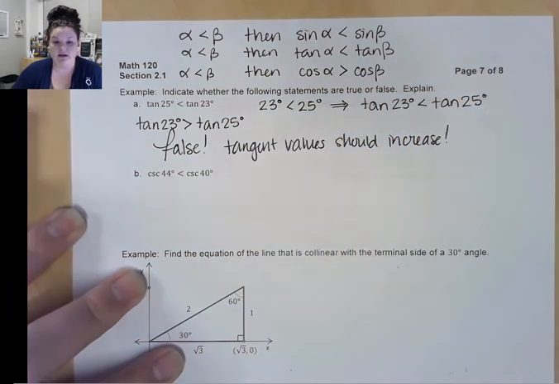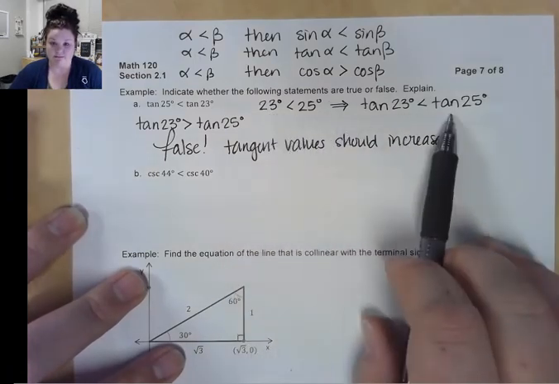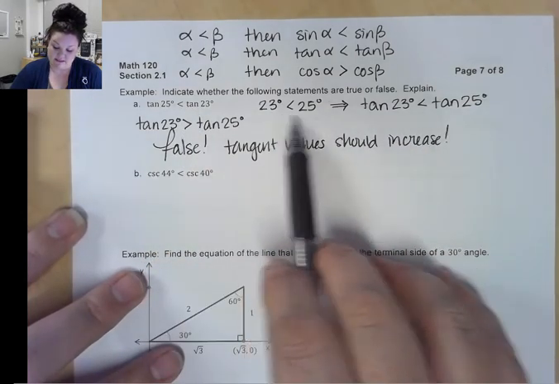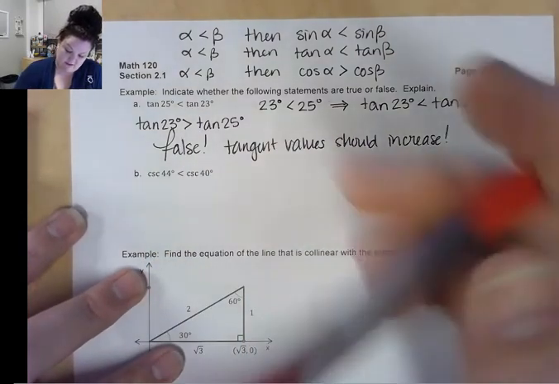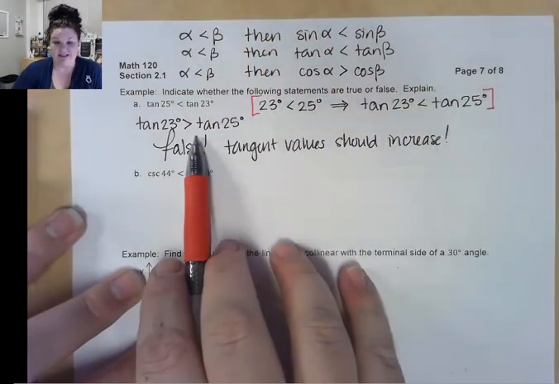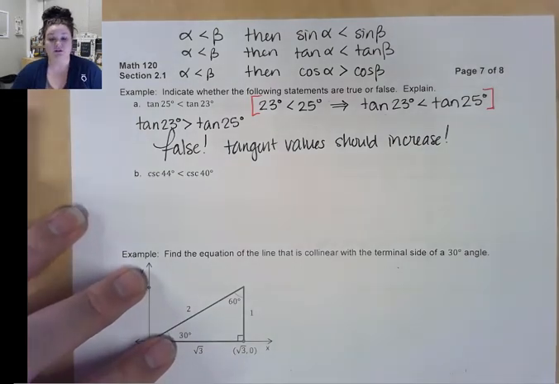So I always like to write what the true statement should be based on whatever function we're dealing with. And then once I know this is what I know to be true, I just check to see, is that what this problem is saying? And if it is, then I say it's true. If it's not, then I explain why it's not true. Okay? So let's look at the next one.